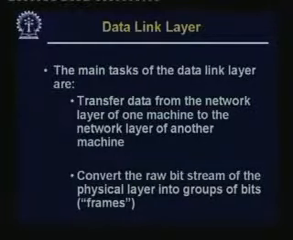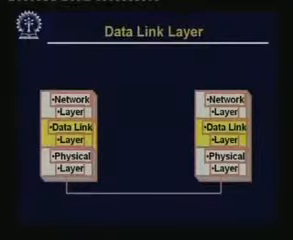So, it converts raw bit stream of the physical layer into groups of bits, etc., or frames. So, this is how we can look at it. So, this is one node and this is another node. Above this, of course, there may be other layers. We are not concerned about these upper layers at the moment. So, this gets some data to be sent from the network layer, and this data link layer sends it to the next data link layer.